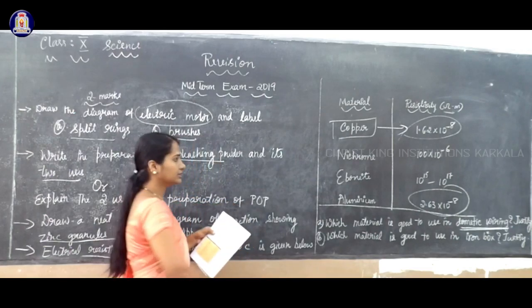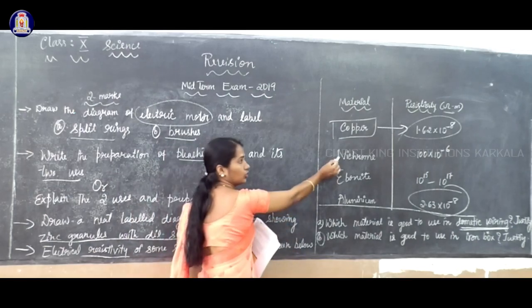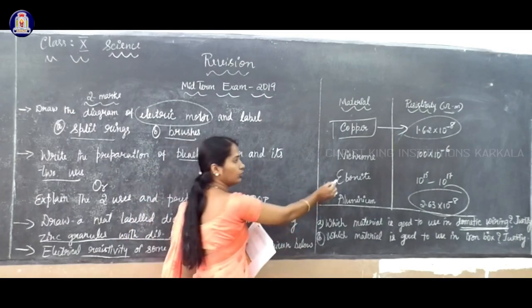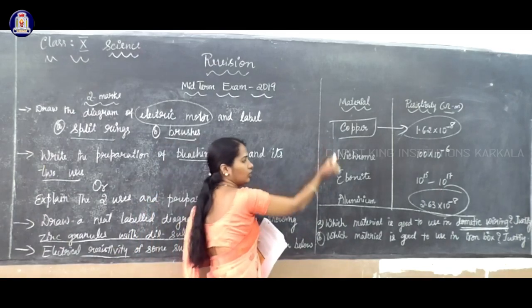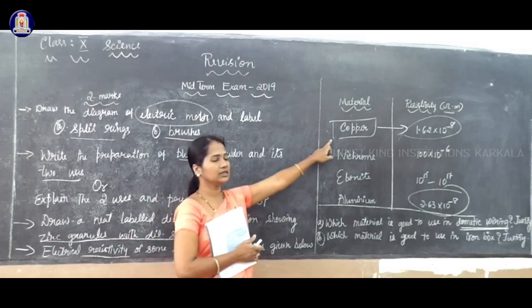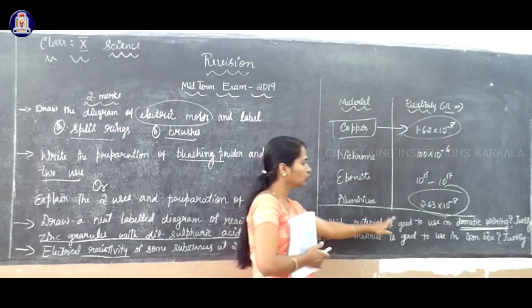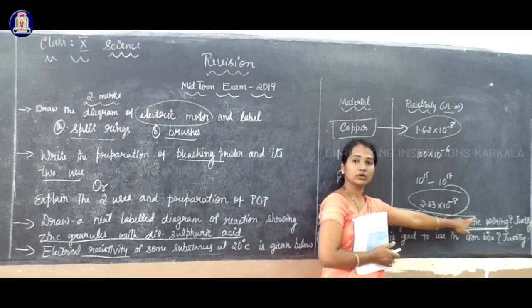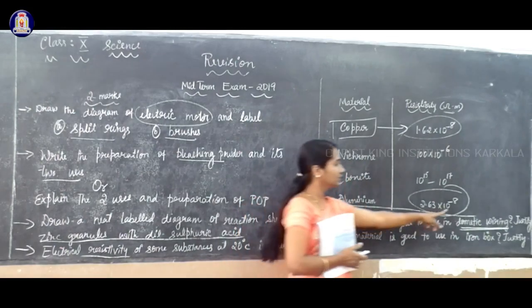Here copper and aluminium are metals, nichrome is an alloy, ebonite is an insulator. So metals have less resistivity, and in this the least resistivity is copper. So your answer: which material is good to use in the domestic wire? Answer: copper. For writing this, half mark.